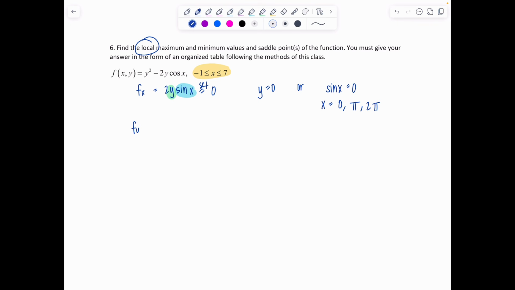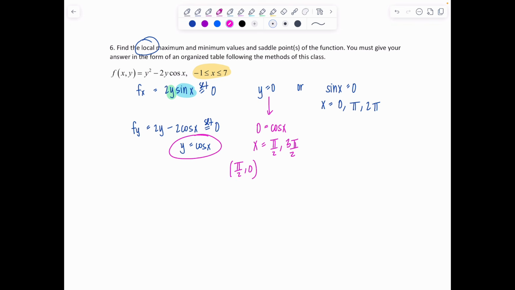Okay, partial with respect to y is 2y minus 2 cosine x. So I'm going to set that equal to 0, which means y is equal to cosine x. So in the first scenario, if y is 0, and I substitute that in here, then I get 0 is cosine x. So then x would be pi over 2 or 3 pi over 2. Those are the only two values that fall between -1 and 7. So you have as critical points pi over 2, 0, and then 3 pi over 2, 0.